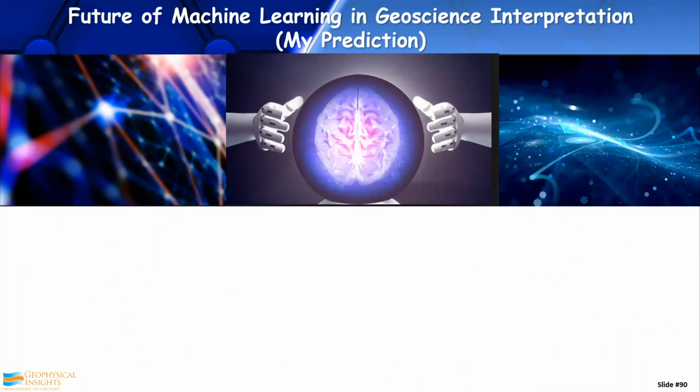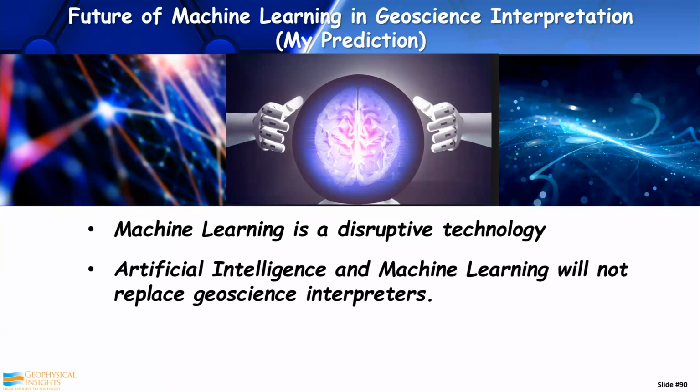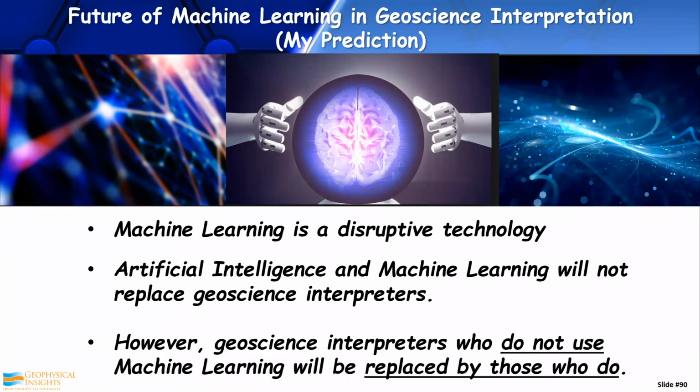So really, what is the future of machine learning in geoscience? And I think I've been asked this in China as well. Is machine learning going to replace interpreters or replace geologists? So it is a disruptive technology, and it will not replace geoscience interpreters. However, geoscience interpreters who do not use machine learning will probably eventually be replaced by those who do.